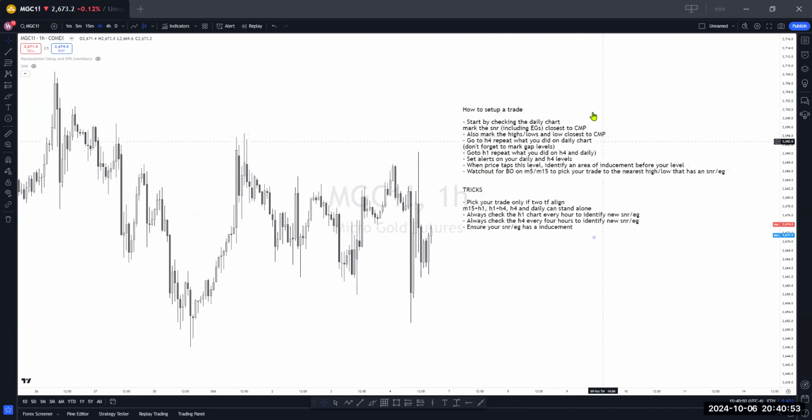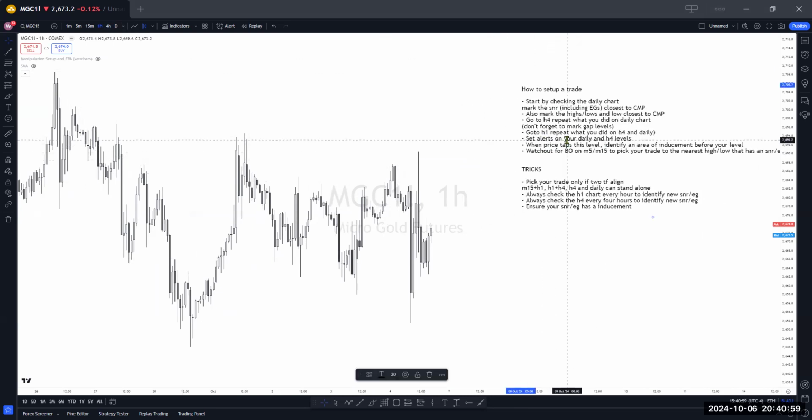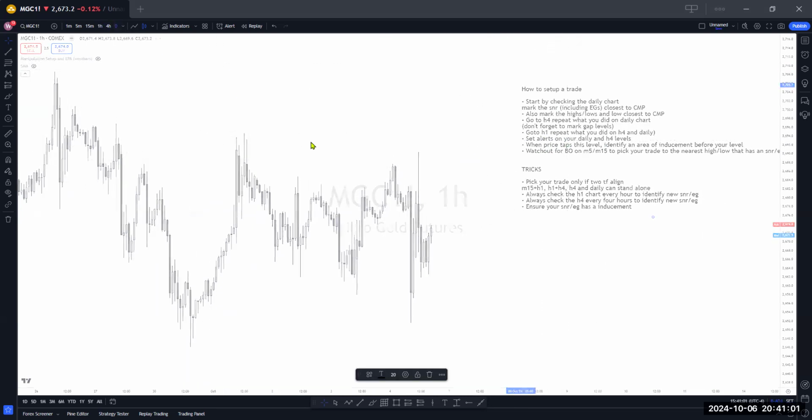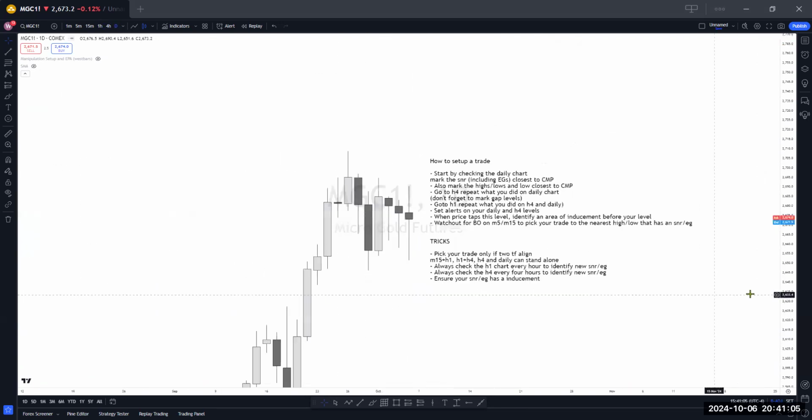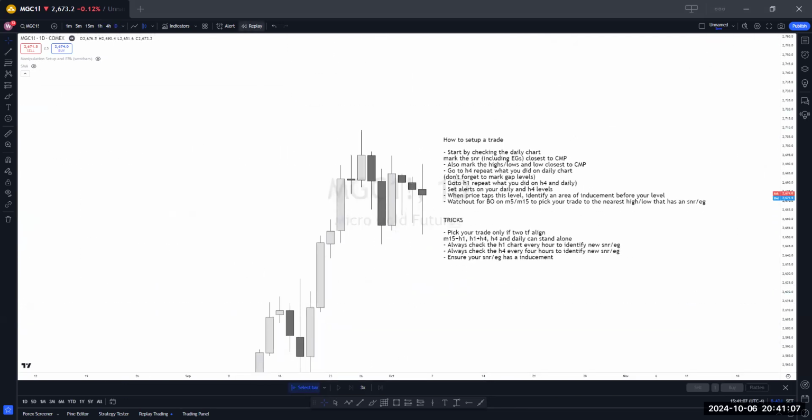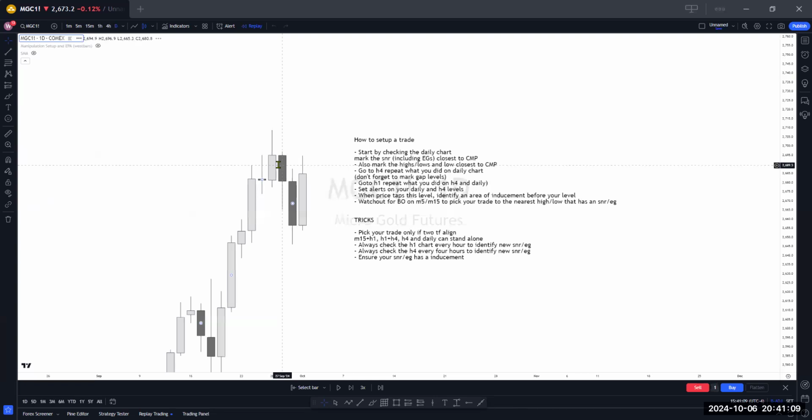Technically, one of the first things you want to do to set up a trade is to learn to check the daily chart. So usually you come to the daily chart. I'm going to follow everything we have here to try and pick some of the trades that happened last week. So let's put the time here.